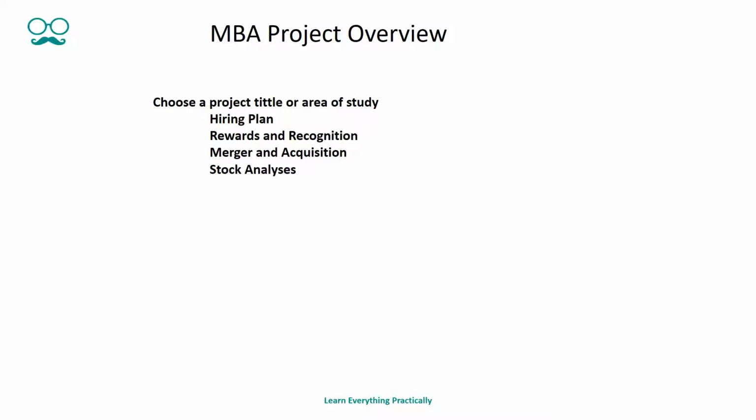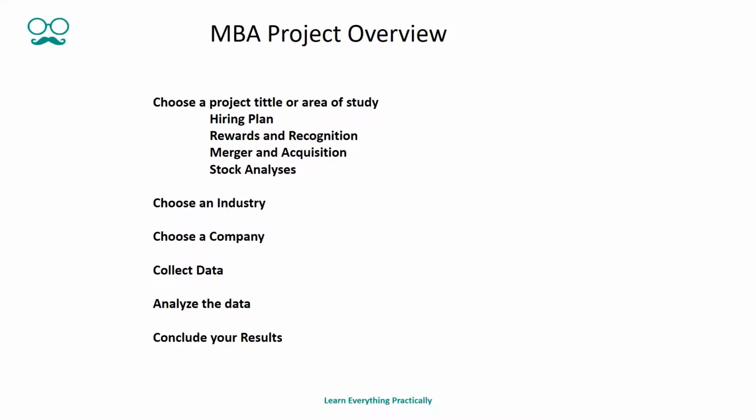Once the area of study or project title is chosen, it's time to choose an industry, choose a company within the industry, and collect data. For HR projects, you can use survey forms to collect the data, and for finance-related projects, you can use publicly available public companies' data like financial statements and profit and loss statements, and analyze the collected data. Based upon your analysis, you can conclude your results. So these are the typical activities to be taken care of during an MBA project.